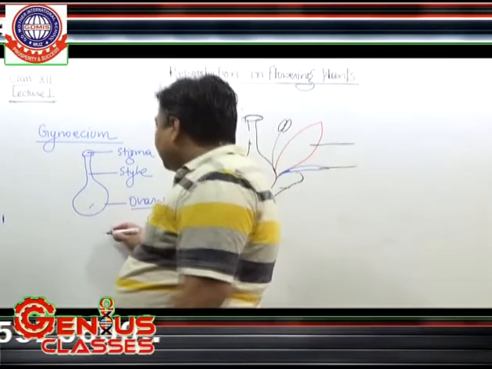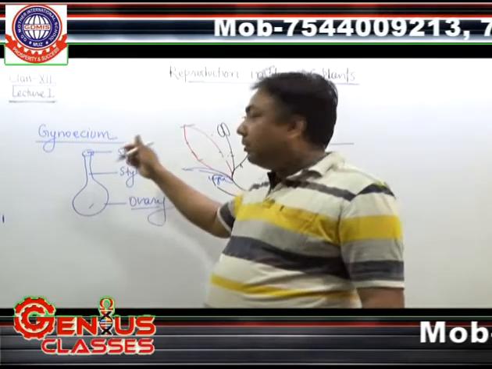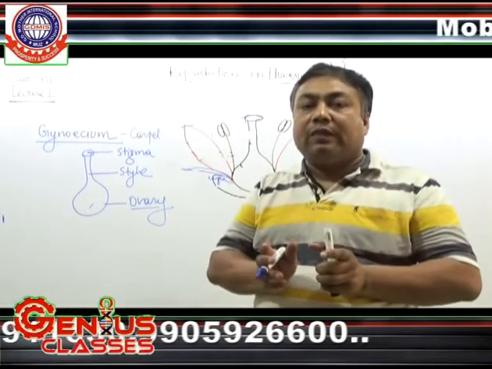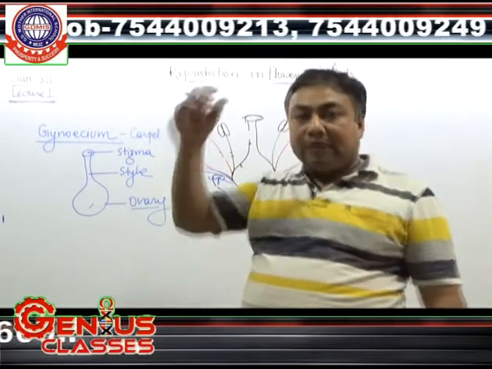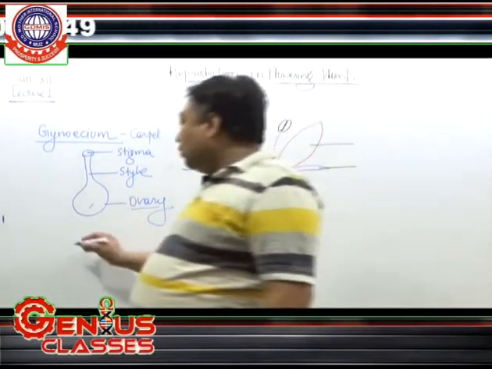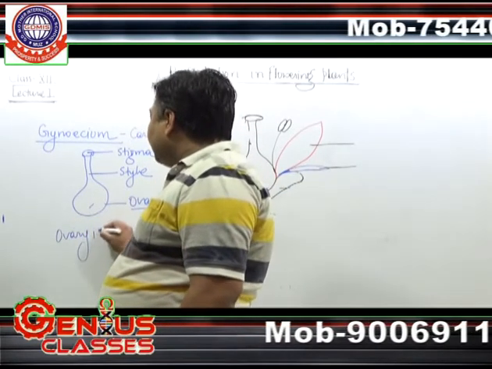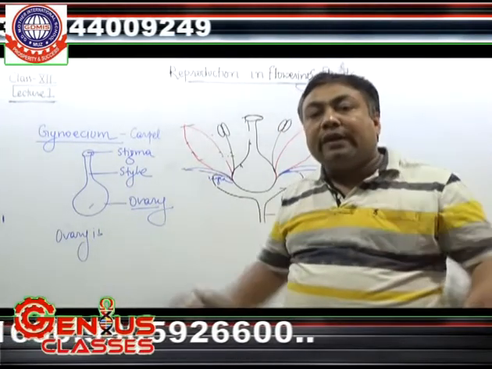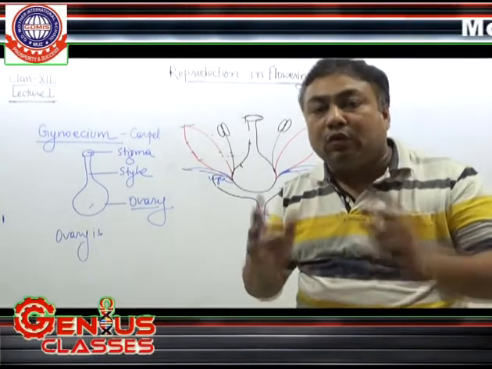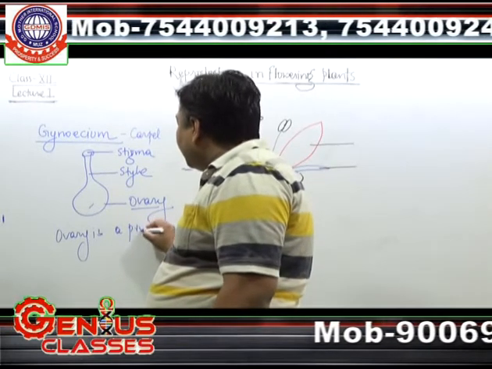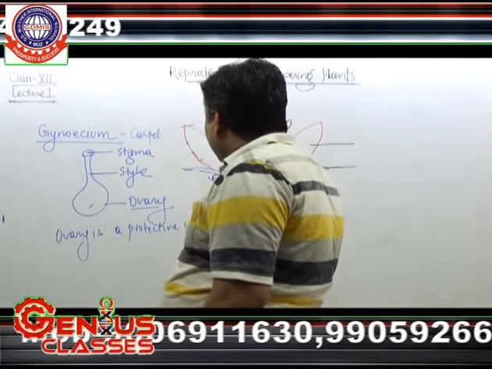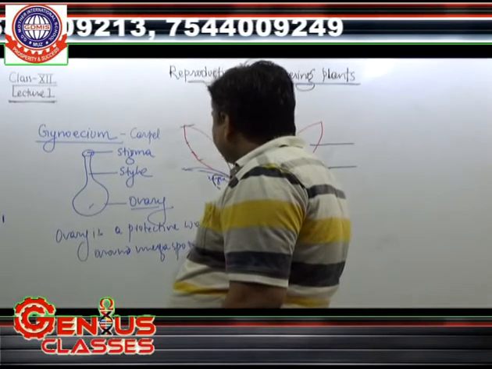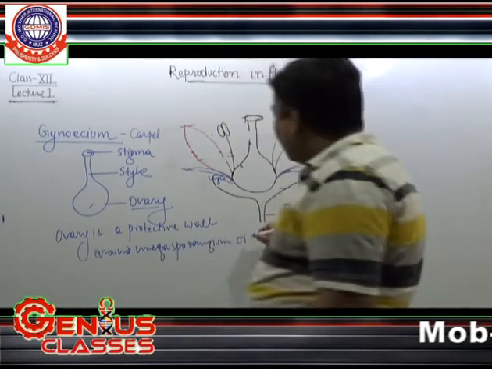So, gynoecium is the female whorl which is made up of carpels. A carpel has 3 parts. A stigma is the opening of the carpel. A style is the passage through which siphonogamy occurs, that means the formation of the pollen tube occurs. And then ovary. Ovary is a female reproductive structure which is a protective wall over the megasporangium, the ovule. Ovary is a protective wall around megasporangium or ovule.